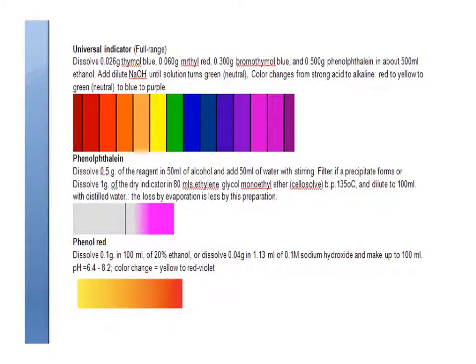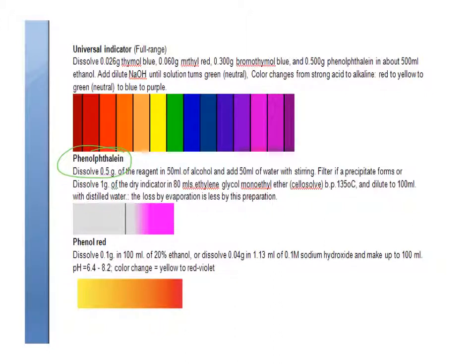This picture just quickly shows you universal indicator, phenolphthalein, and phenol red, three of many of the different indicators out there. We used phenolphthalein in the example. Universal indicator would not be a good indicator to do a titration with because it has many different colors.